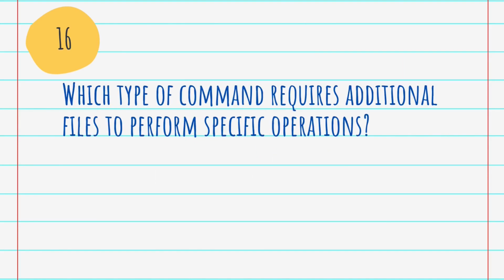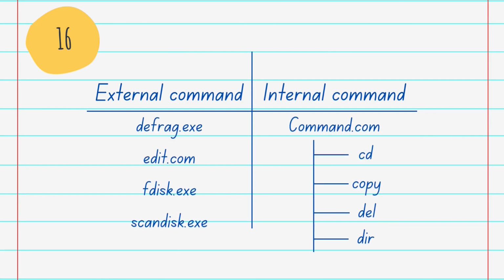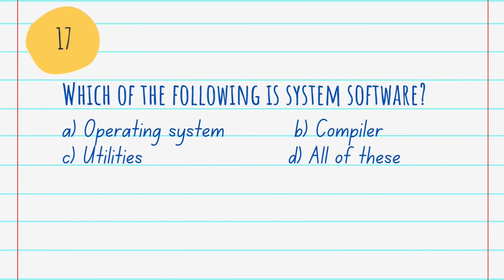Got it? Then question number 16: which type of command requires additional files to perform a specific operation? External commands require additional files to perform a specific operation. External commands are predefined commands for the end user. Actually, in MS-DOS, there are two ways commands are executed: external commands and internal commands. An internal command is embedded in the command.com file. External commands are operating system independent and are protected by authorizations, so that the normal end user can schedule only those commands that the system administrator permits. Okay, remember this.